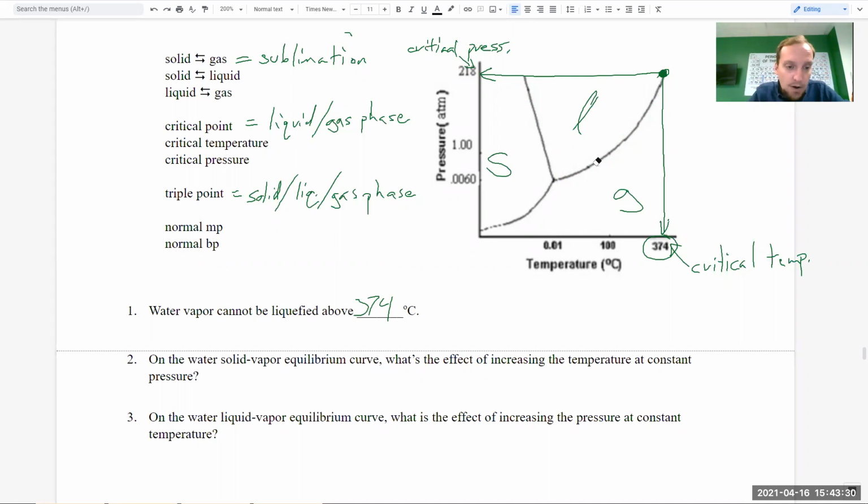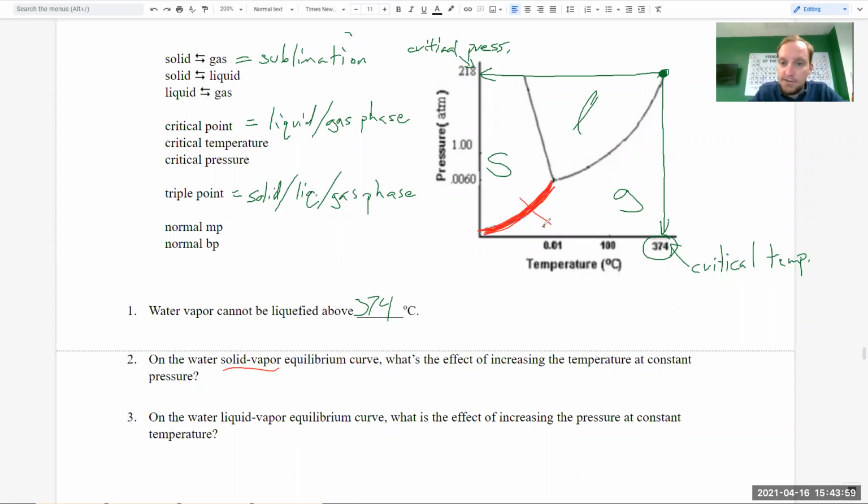Number 2, on the water solid vapor equilibrium curve, which is right above us, what's the effect of increasing the temperature at constant pressure? Okay, interesting. On this curve, what's the effect? So the solid vapor equilibrium curve, solid vapor, okay? So what we're talking about is this right here. Let me go ahead and put it in red. So solid vapor, what we're talking about is this right here, solid to gas.